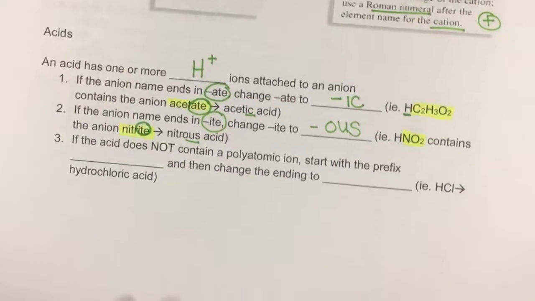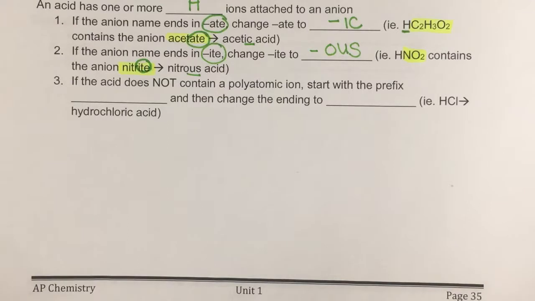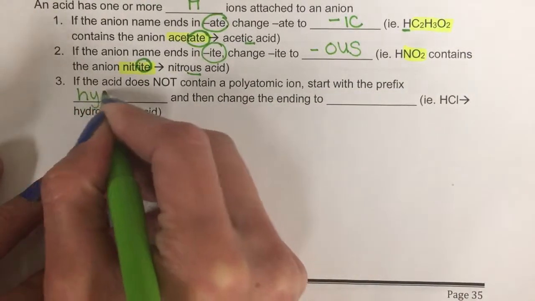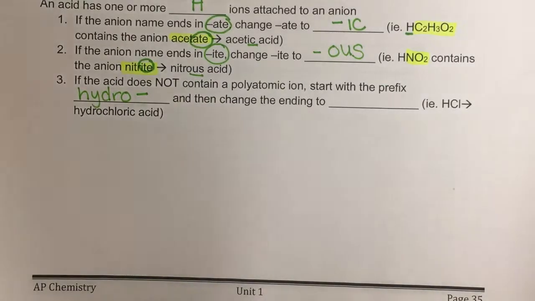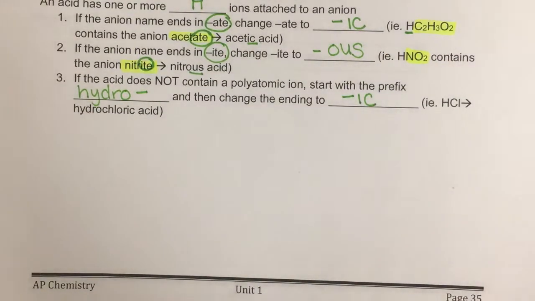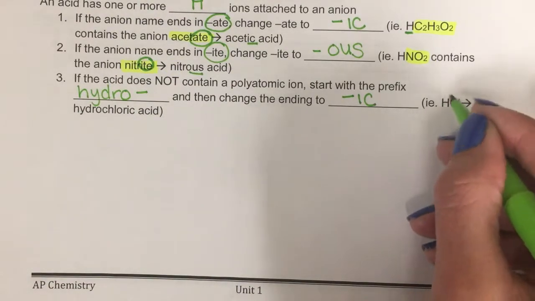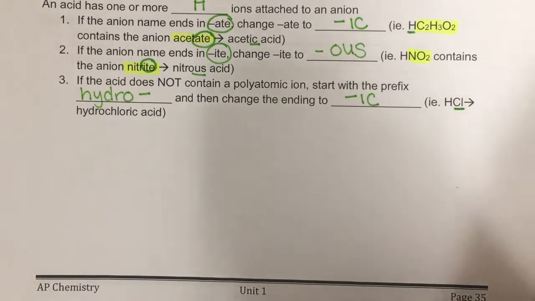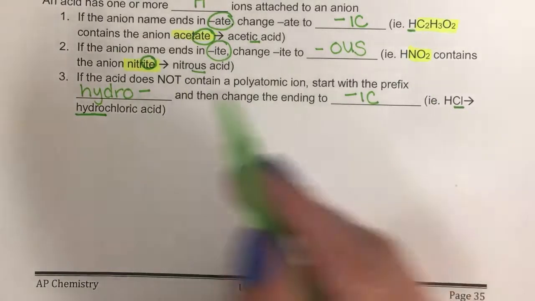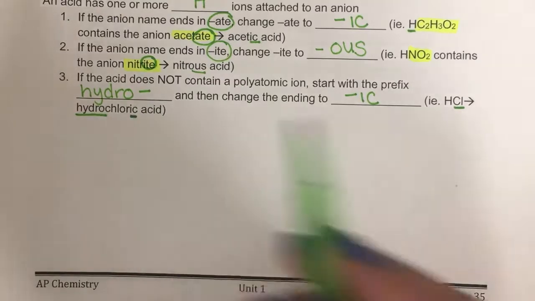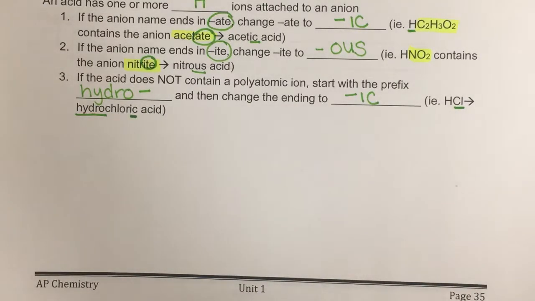Okay? Now, if it does not have a polyatomic ion, HCl, HF, HI, HBr, just an H with a single ion, I'm going to start with the prefix hydro. I'm going to then name the element that it's partnered with, and I'm going to change the ending to IC. So here I've got the H in the front. I know it's an acid. Chlorine is just a single element, so I start with the prefix hydro. I name the element chlorine, and I change the ending to IC, hydrochloric acid. Notice the only time I have hydro is when I do not have a polyatomic ion. Okay?